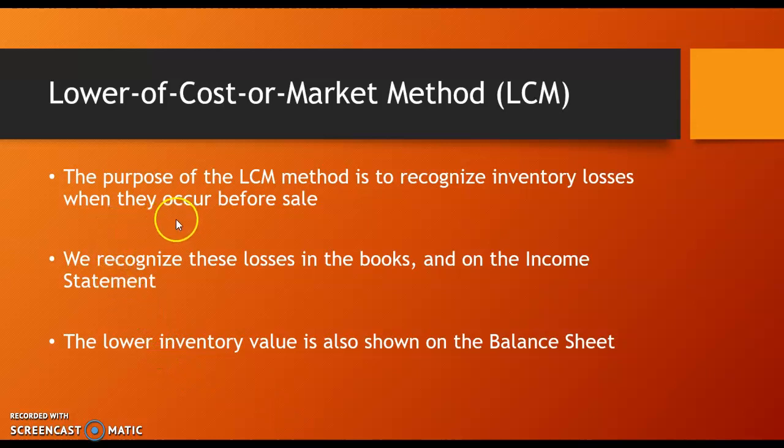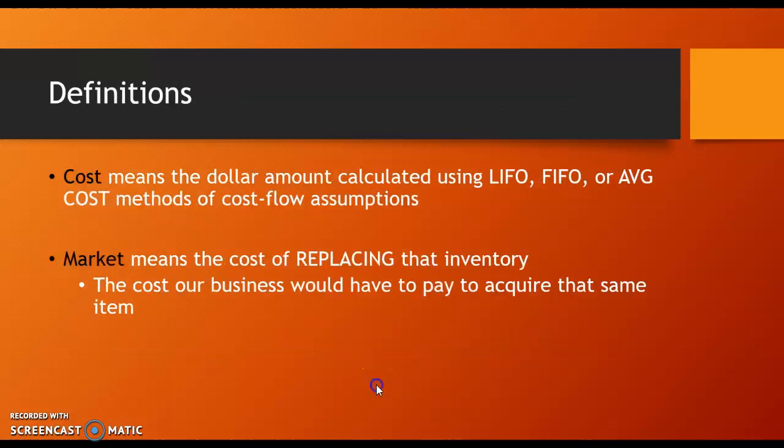So the purpose of the lower of cost or market method is to recognize these inventory losses when they occur, before the sale. We recognize these losses in the books and on the income statement. And the lower inventory value that is more correct is also shown on the balance sheet, rather than a higher value that isn't correct. Now we have some definitions: cost and market.